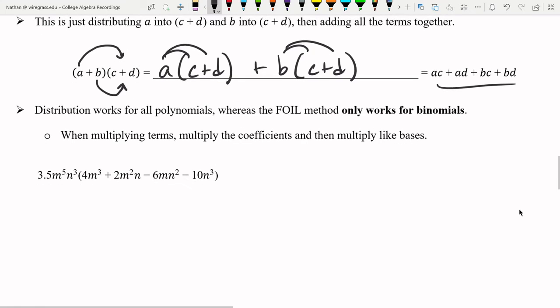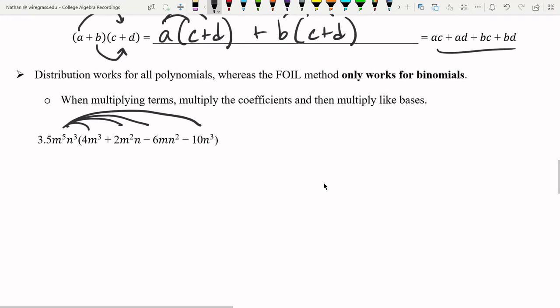So for this first one here, we have a monomial times just a polynomial. It's got 4 terms in it. So to do this, we're going to distribute the first polynomial into everything in the second. So that, and that one. Now, when you're multiplying, you're going to multiply the coefficients together. So for the first one, we're going to go 3.5. Let me show this like this. 3.5 times 4 is going to be 14.